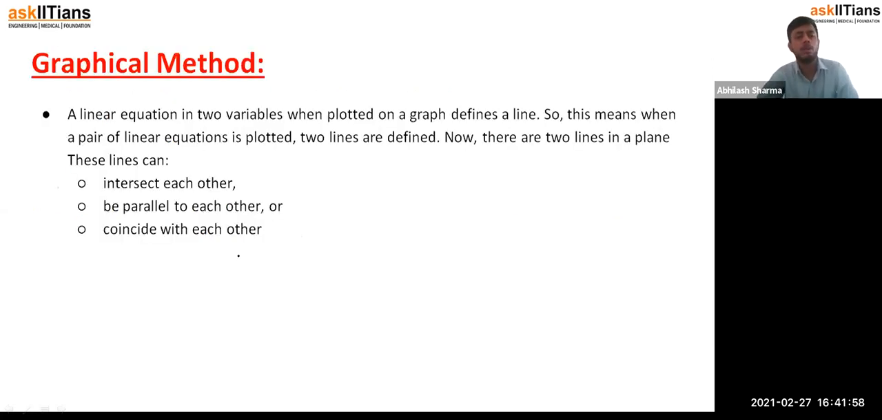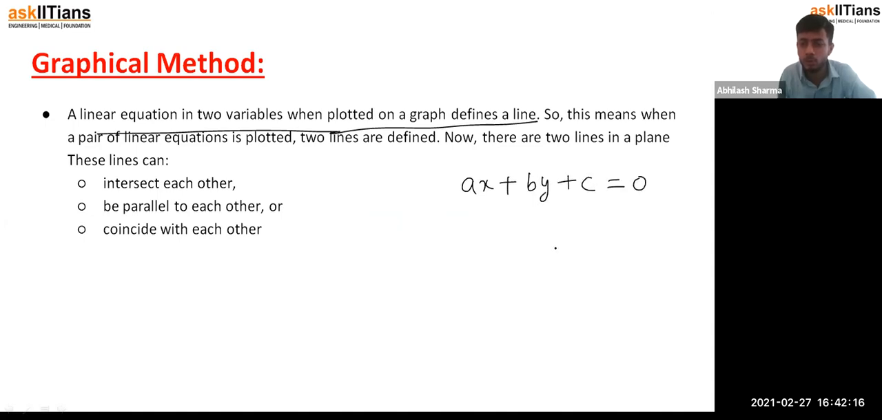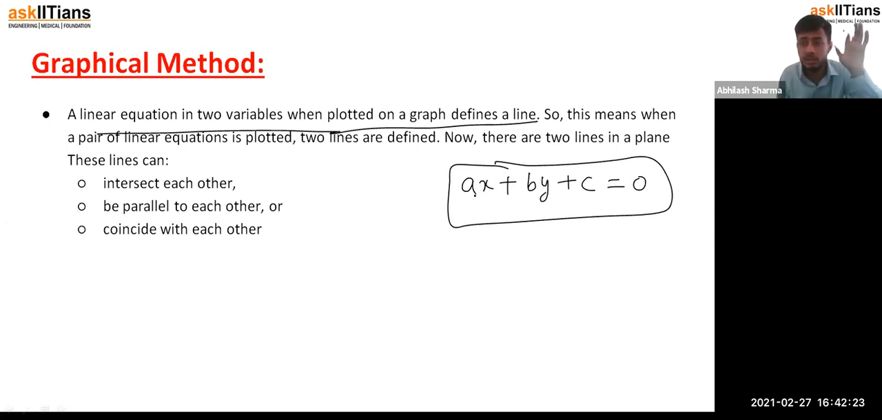Now, talking about the graphical method, a linear equation in two variables, when plotted on a graph, defines a line. This is a very important point. What we are saying here is that whenever we are talking about ax plus by plus c equal to 0, this linear equation, when plotted on a graph, always represents a line. This is a very surprising fact. This is not obvious by any means, okay? We cannot take this for granted.